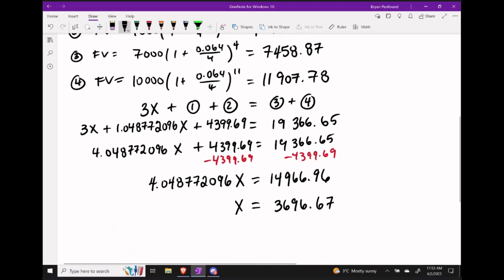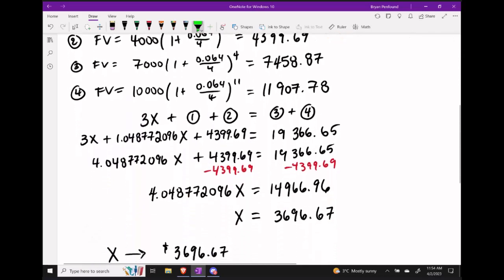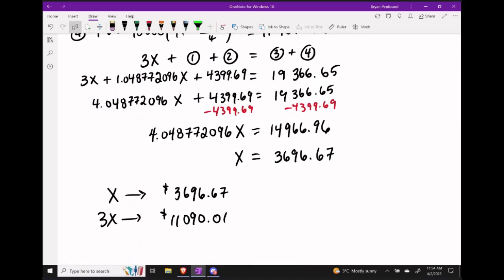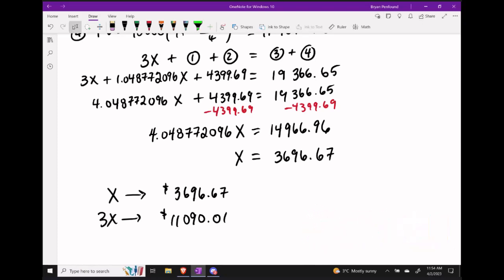So what does that mean for our payment streams? Well, if we go back to the statement of the question, we're actually trying to find two different payments. We're trying to find the size of our last two payments, so the payment that happens at the 9-month mark and the 18-month mark. So our final answer here should not only be the value of x, which is $3,696.67, but also the value of that final payment, and that should be 3 times as much, which is $11,090.01.